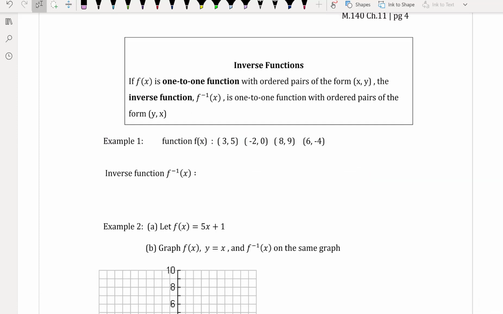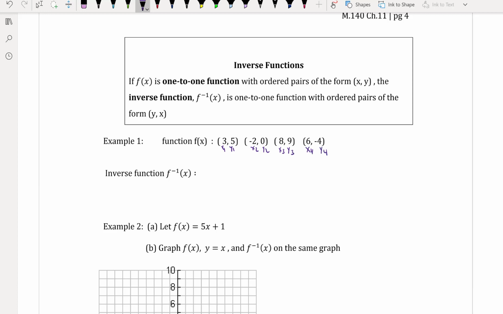We also know that if we have a one-to-one function, then the inverse function is a one-to-one function with ordered pairs of the form where it's opposite. So now it would be y first, then x. For example, we have this function f of x. So we have this list of ordered pairs: 3, 5; negative 2, 0; 8, 9; and 6, negative 4. So remember, these are just ordered pairs. So I have my xy, so let's say x1, y1, my x2, y2, my x3, y3, and my x4, y4.